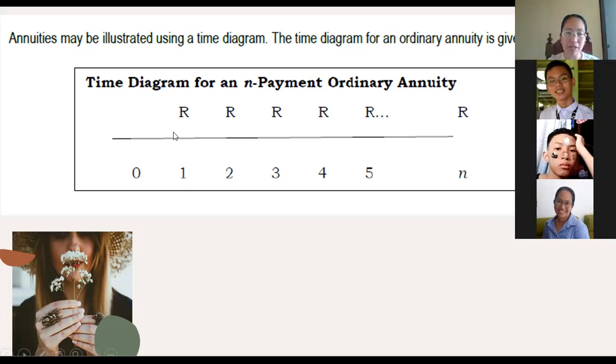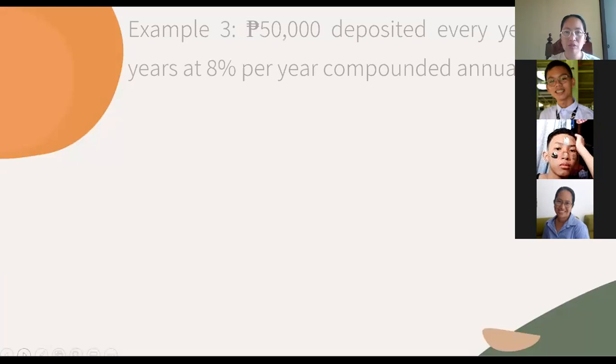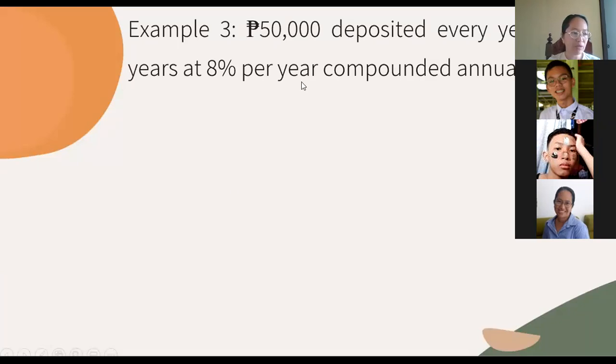Okay. Thank you. Then kay R, kanina. Ito yung payment, di ba? The regular payment, the R, and then this is the terms or yung period natin. Kung yan ay 5 years man, so ilalagay natin yan. Okay po? So that's the time diagram. So tingnan natin to. Okay, let's have this example.